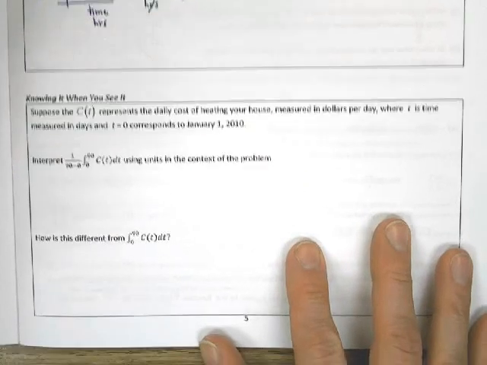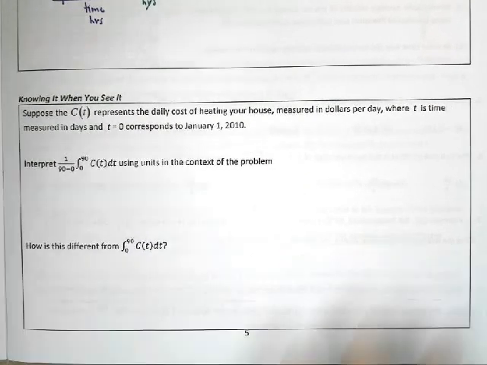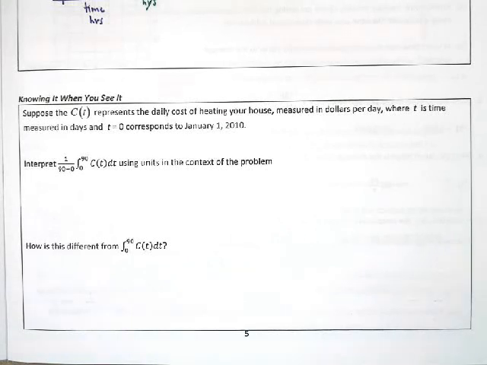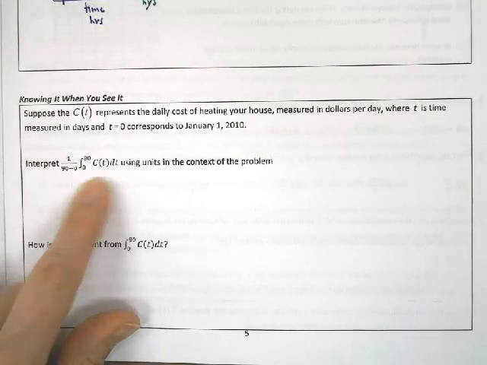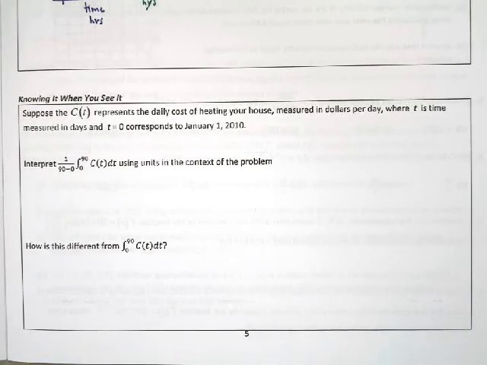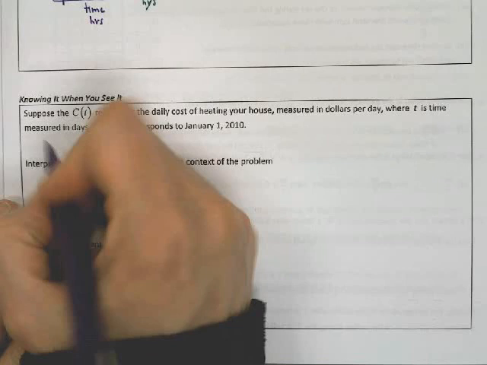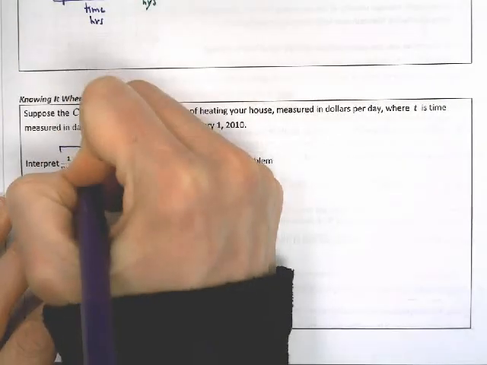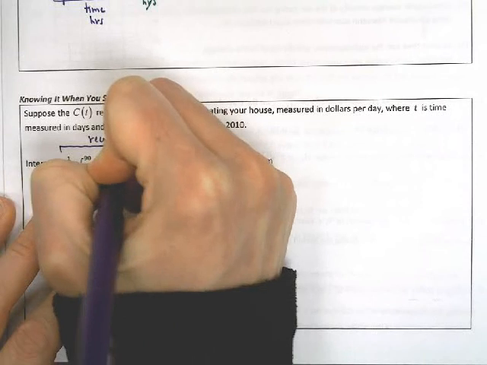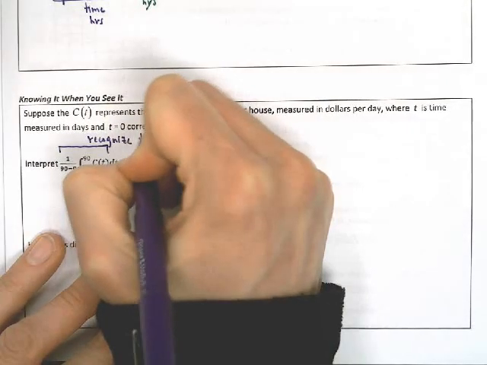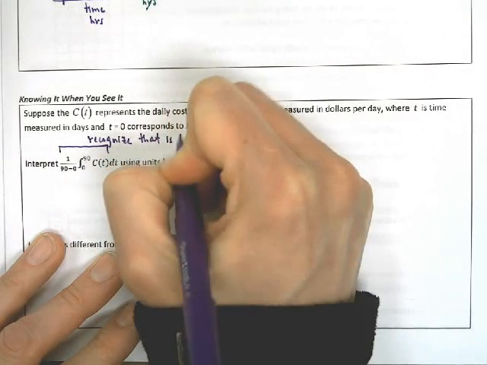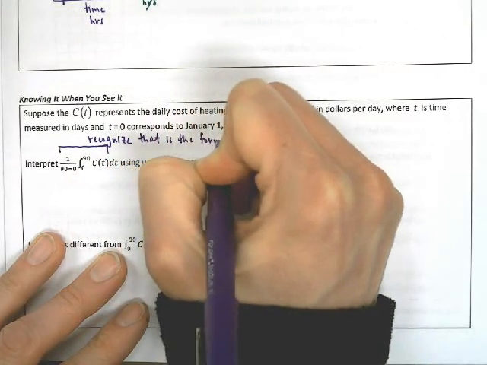All right, so suppose that C of t represents the daily cost of heating your house measured in dollars per day, where t is time measured in days, and t equals 0 corresponds to January 1st of 2010. So this is asking us to interpret this expression using units in the context of the problem. Now, the first thing we need to recognize is that this is the formula for average value.